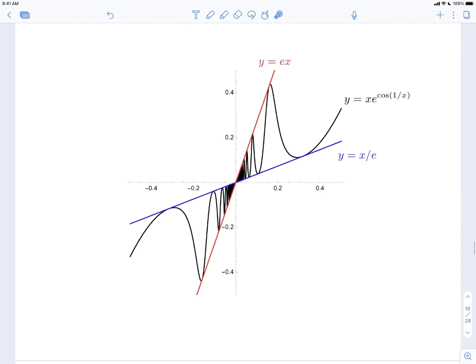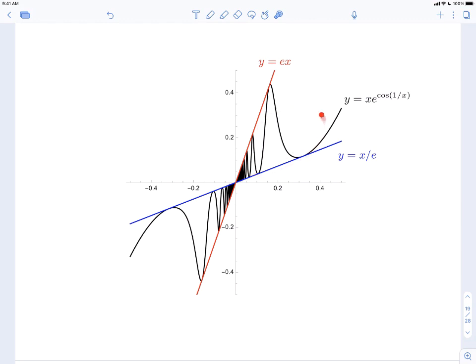If you look at the graph, you'll see that visually. This red line is y equals e times x, and this blue line is y equals x divided by e. The curve in the middle is the graph of the function we're interested in, x times e to the cosine 1 over x. And you can see that it's always between these two lines, the red line and the blue line. You can see that as you pass through 0, the red line and the blue line intersect, so they switch which one's on top.